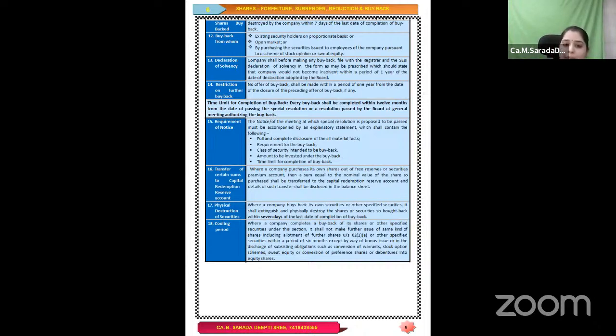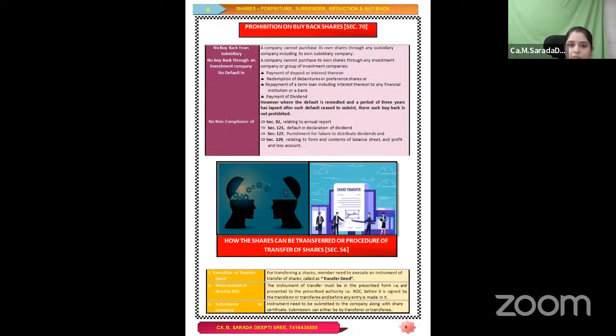Okay, so these are the important provisions the company needs to follow before going for the buyback. And once the shares are bought, in the next 6 months the company should not issue any equity shares. The main purpose of the buyback is to reduce its equity shareholders, and going for a fresh issue does not make any sense, right? So the company should wait at least 6 months before the next issue of equity shares. Okay, so these are the points you have to keep in mind before going for the buyback.